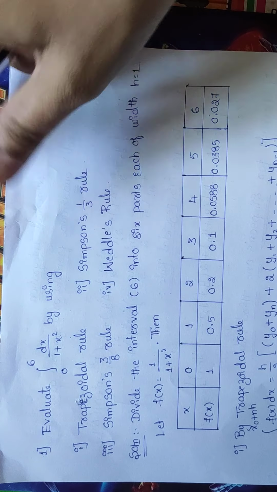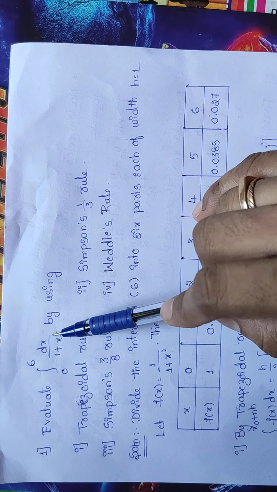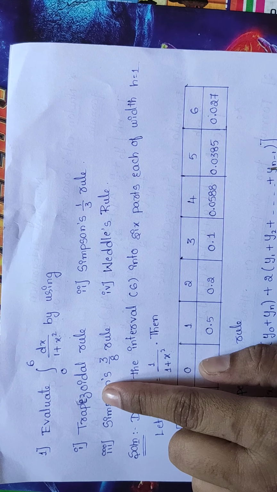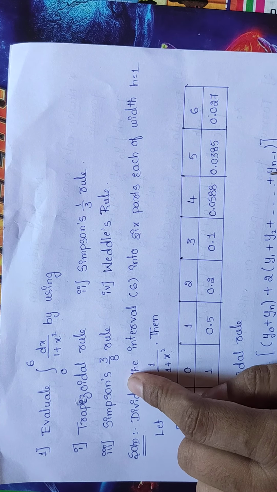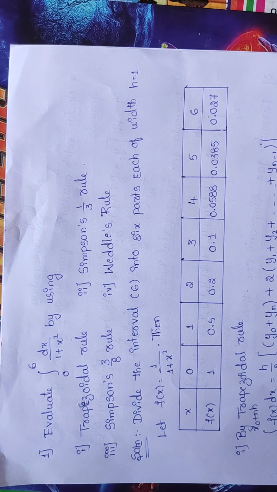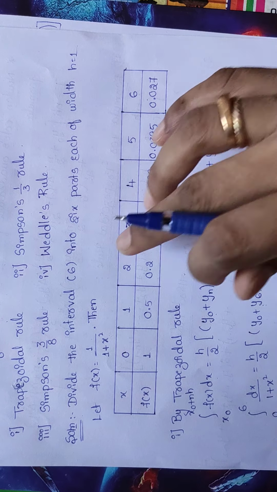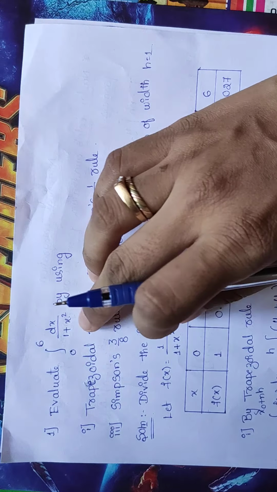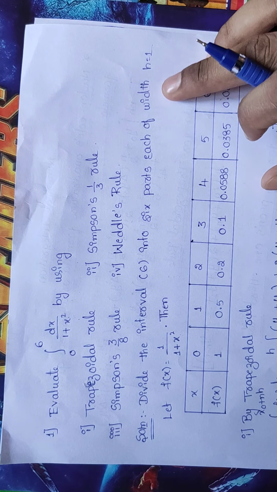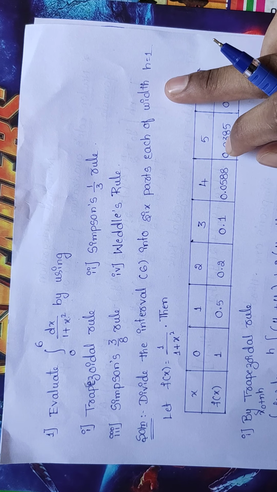Here is the first problem: evaluate the integral from 0 to 6 of dx divided by 1 plus x square, using the trapezoidal rule, Simpson's 1/3 rule, Simpson's 3/8 rule and Weddle's rule. By these four formulas we have to solve this problem. Solution: divide the interval. The limits are 0 to 6, so we consider the interval divided into 6 parts, each of width h equals 1. The difference between two values must be 1.